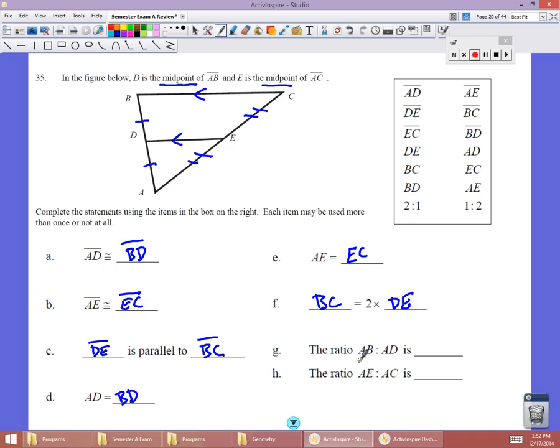All right, the ratio of AB, which is the whole left side, to AD is what? Well, if we just look at the box, our choices are either 2 to 1 or 1 to 2. AB is twice as long as AD, so the ratio for this one would be 2 to 1. And for the other side, the length from A to E is half as much as the whole side, so the ratio is going to be 1 to 2.